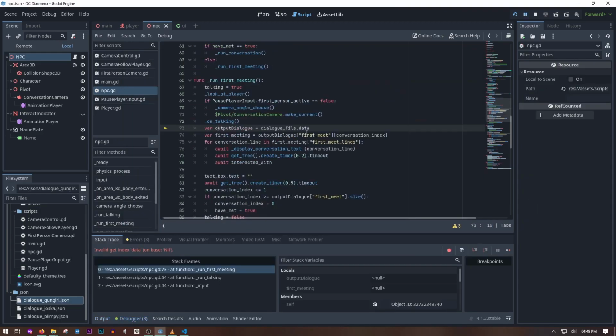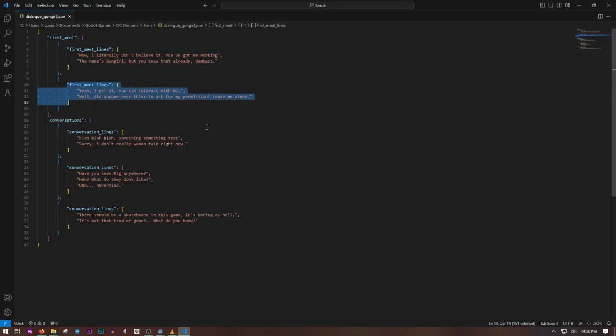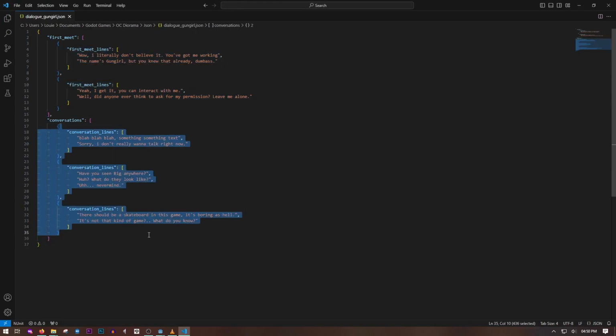Oh, that was Redman again. Redman does not have a JSON. Let me just look at the JSON again. So this is Gun Girl. So she says those two things. She'll cycle through these. Every other JSON looks the same. And yeah, that's the code. That's the whole thing.